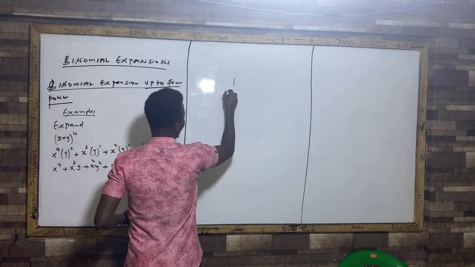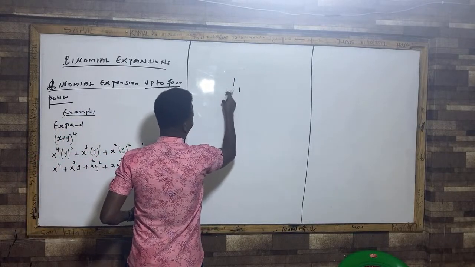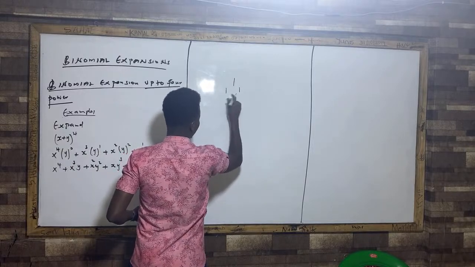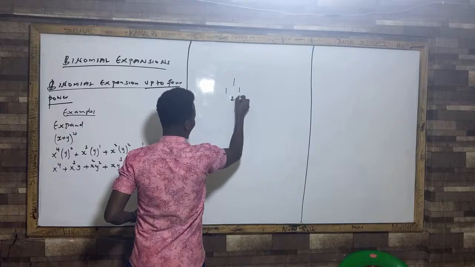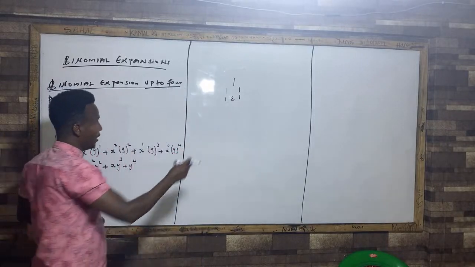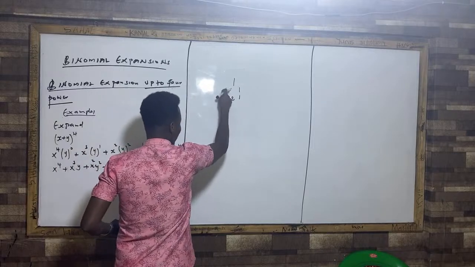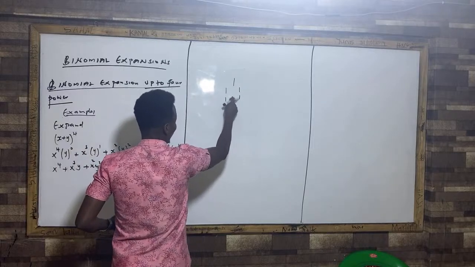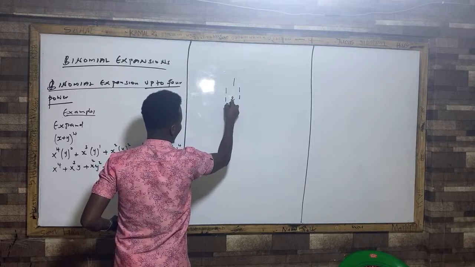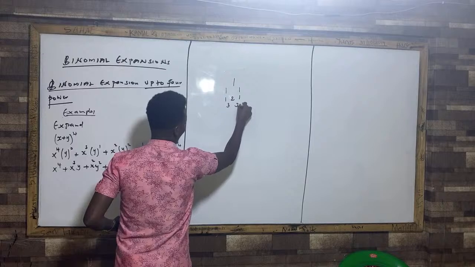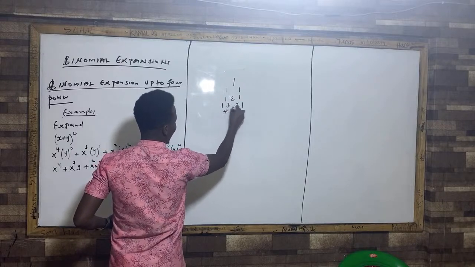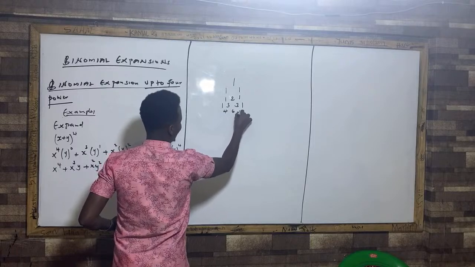Then under here, you're going to write 1, 1. So add these two, it will give you 2. Then again, 1, 1. This is how we're going to prepare the Pascal triangle. I'm saying 1, then 1, 1 here. So add these two, 2. Then right here, 1, 1. Then add these two, 3. Add these two, 3. 1, 1. Look at that. Add these two again, 4. Add these two, 6. Add these two, 4.